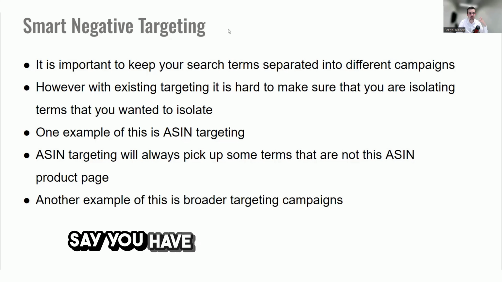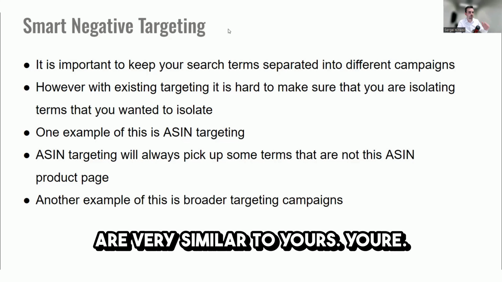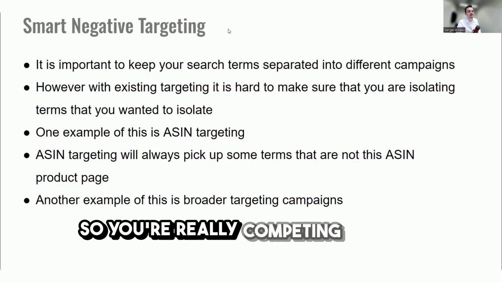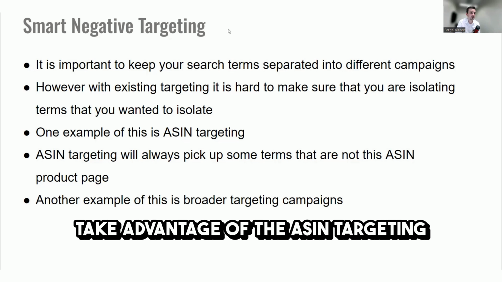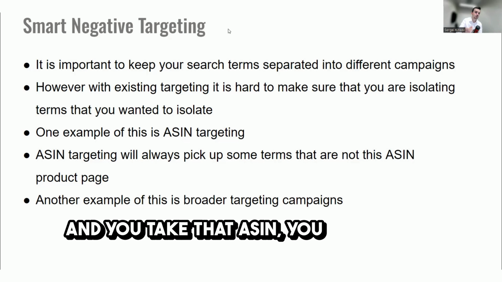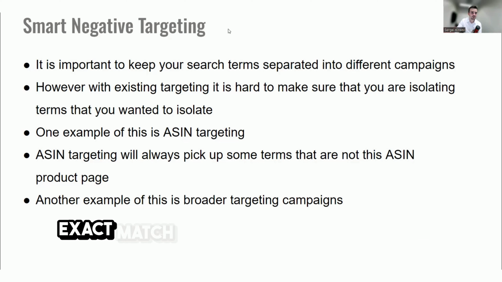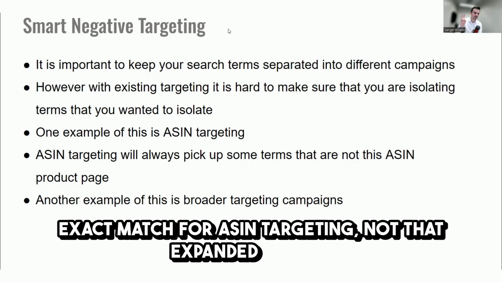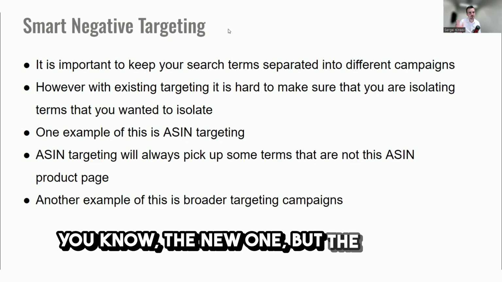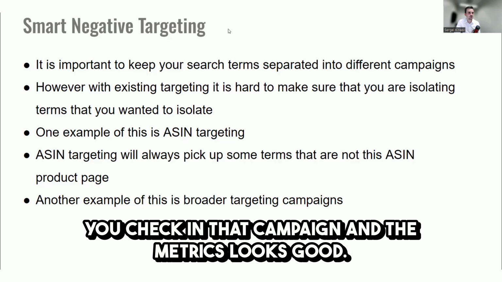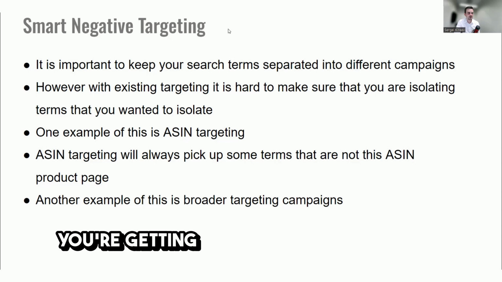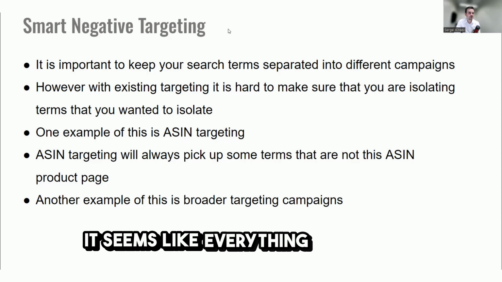Because let's say you have this competitor, right? And they are very similar to yours. You are changing the subcategory, so you're really competing, right? And you want to take advantage of the ASIN targeting campaign, and you take that ASIN and launch it in the exact match for ASIN targeting, not the expanded way, as you know, the new one, but the old one. You create this campaign, and then in 7 days, you check in that campaign, and the metrics look good. You mean like ACOS is fine, you're getting a decent conversion rate. It seems like everything goes right.